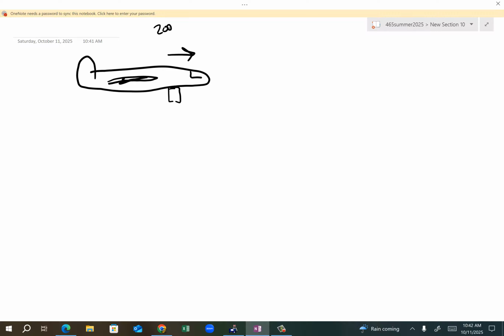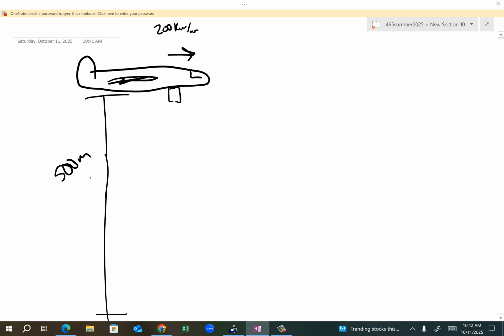Okay. What if you were flying along in an airplane, and then you just dropped a care package out? There goes the care package. You were flying along at, let's do 200 kilometers per hour, in level flight, 500 meters off the ground. Where will it land? Well, it's going to do this number, isn't it?